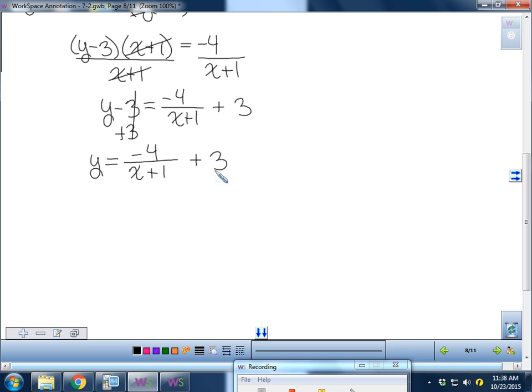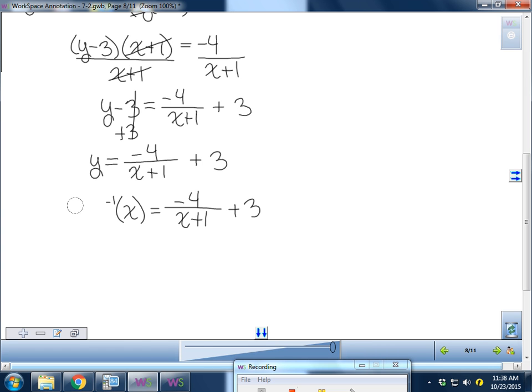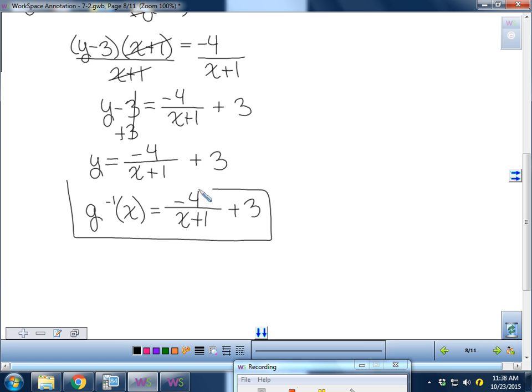Remember, after you get y by itself, you replace it with inverse function notation. F inverse of x equals negative 4 over x plus 1 plus 3. And I guess actually, technically, all right, we started with a g, so let's do g instead of f, just so we can remain uniform. Okay. So that one was a little more difficult. It kind of combines several things that we've talked about all in one problem. All right.